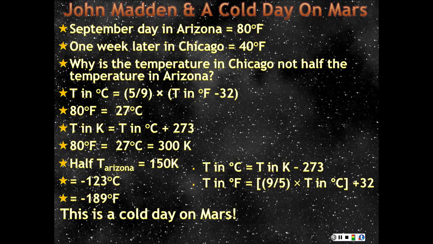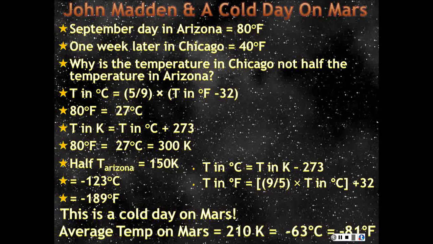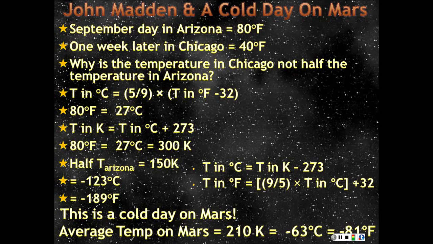And so I like this as an example of how you need to be careful about what units you're using. Scientists like to use either Celsius or Kelvin, and physicists and astronomers generally use Kelvin. Geologists like Celsius because they're weird. Anyway, just to put it in context, the average temperature on Mars is about minus 81. So it really is a cold day on Mars.